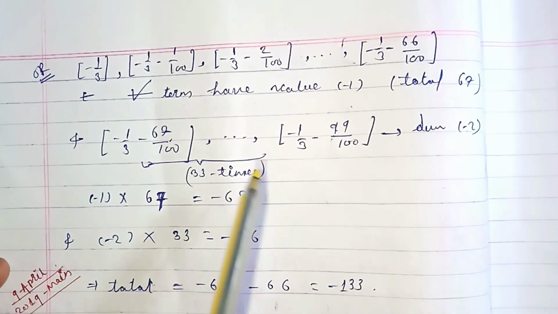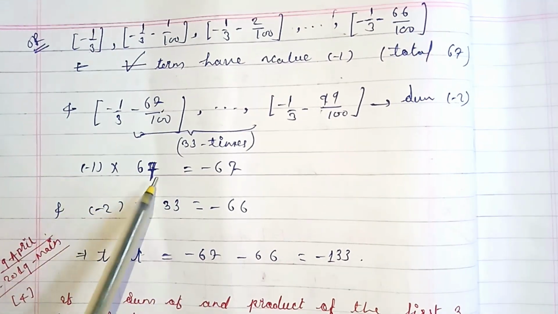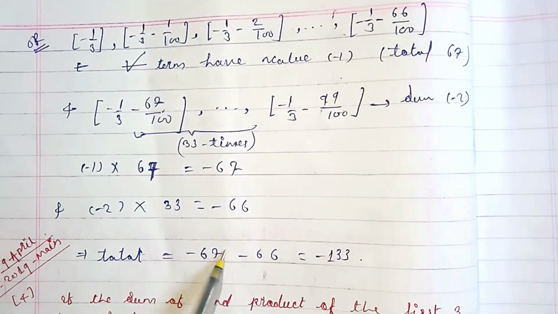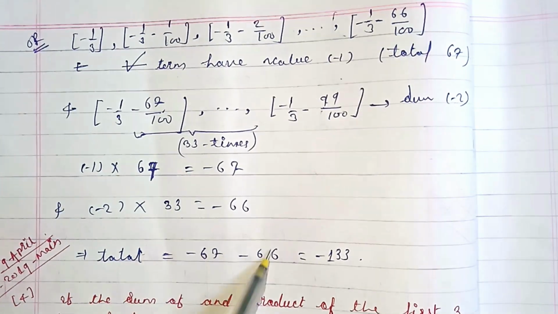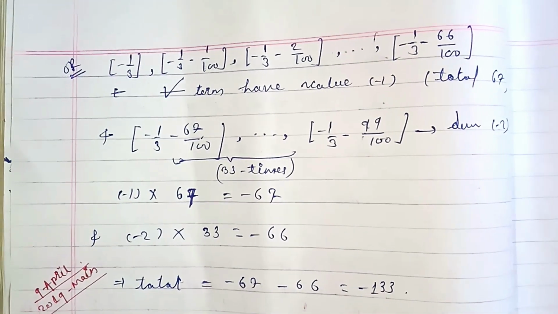So how many terms in total here? The first 67 terms, their value is negative 67, and for the 33 terms, negative 66 here. So find out their total sum. We will get the sum of the total series here, negative 133. So this is the required answer of the sum of the given series.